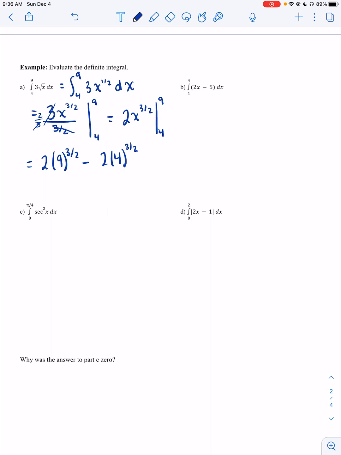Okay, to the 3/2, that means we're going to do the square root. Square root of 9 is 3. 3 cubed is 27. 27 times 2 is 54. Square root of 4 is 2. 2 cubed is 8. 8 times 2 is 16. And that is 38. Okay, that's what we're getting there.